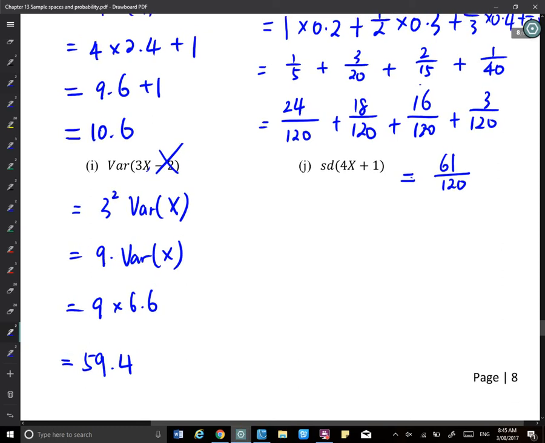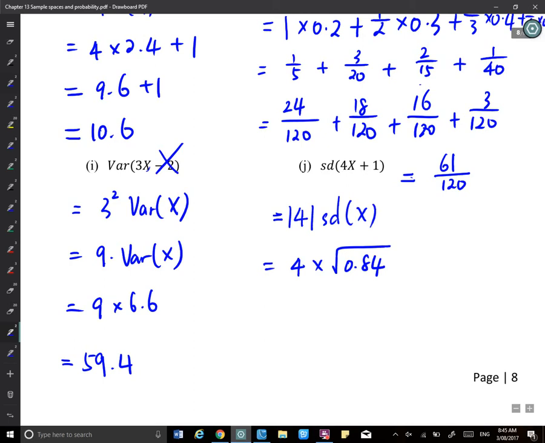And the next one is standard deviation. We just ignore the constant as well, but it's not squared for that value. It's the absolute value of the coefficient, which is 4 times square root 0.84. Remember, standard deviation is square root 0.84, so we use 4 times that.